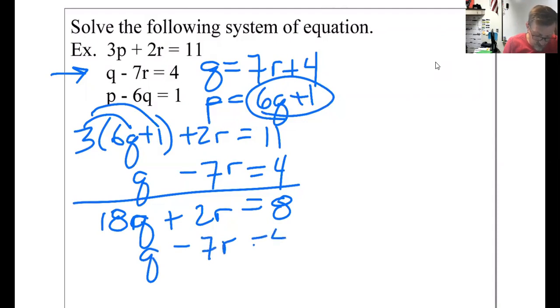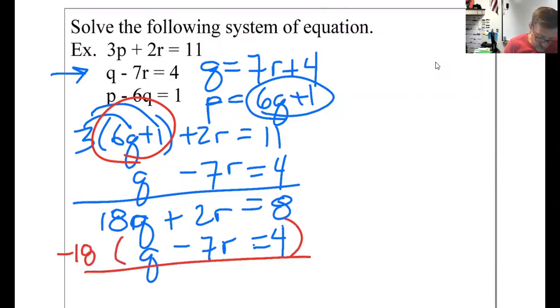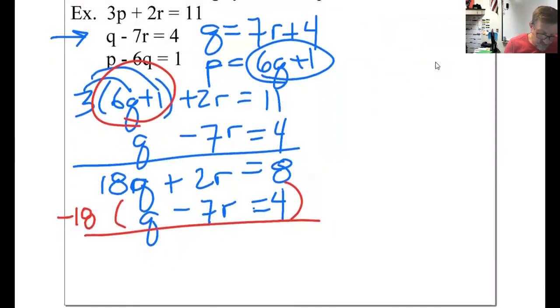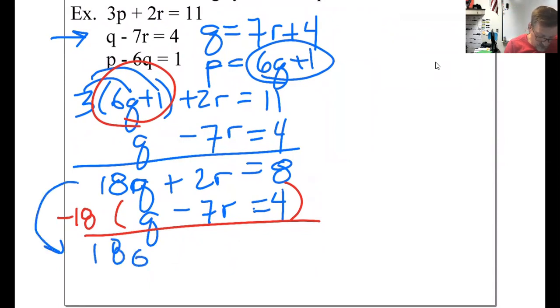Now if you take a look, you might notice that I cannot just simply add these two. So now we're going to switch and use the elimination method. Our first step was substitution, which we did here, and our second step is elimination. It's going to be a big number, but we're going to eliminate by multiplying by negative 18. That way I only have to multiply one equation. So I'm going to move this down ever so slightly. Here is 18q, after I did my substitution.